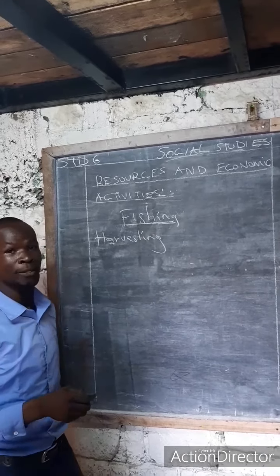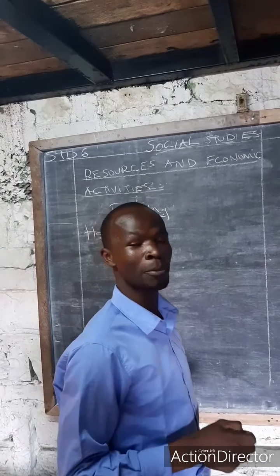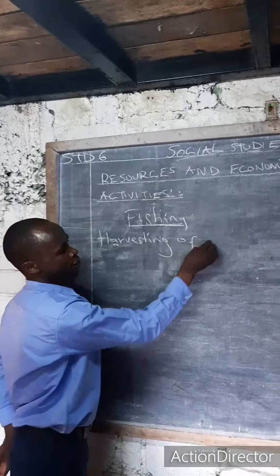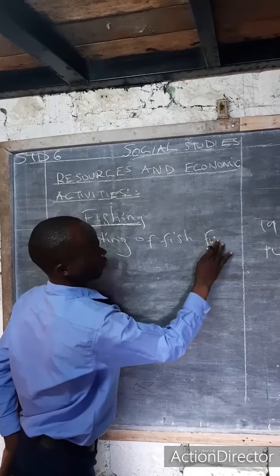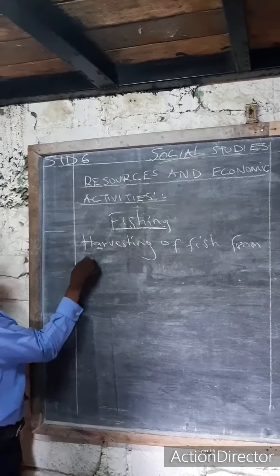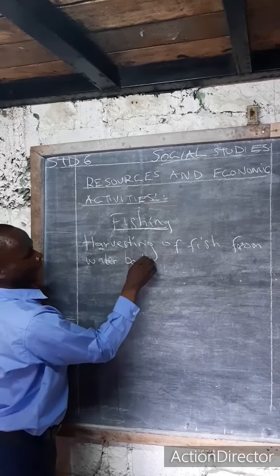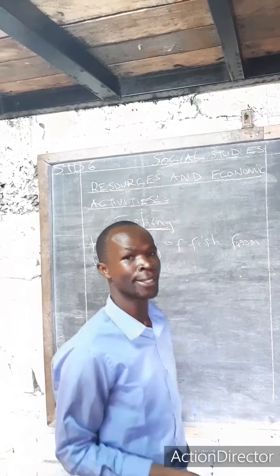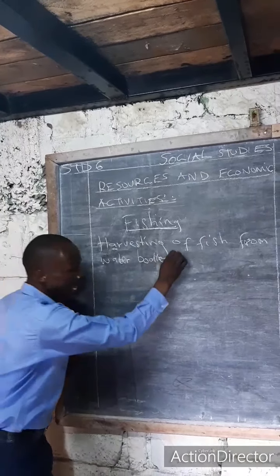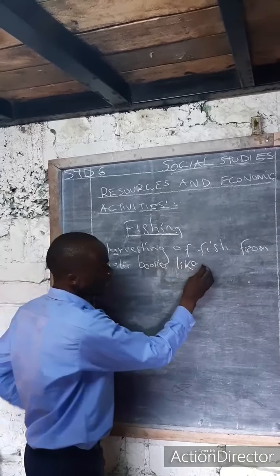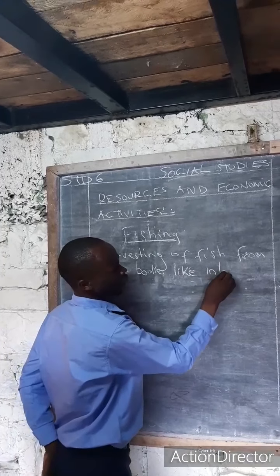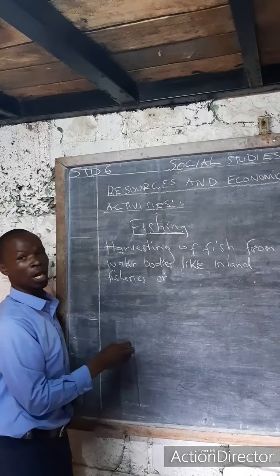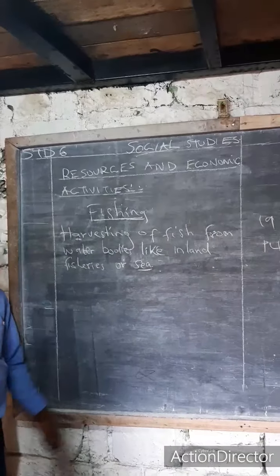And harvesting of what? Never mention crops, because when we talk of harvesting, most people's minds run to crops. No, even fish are harvested. So say harvesting of fish from water bodies. Just put it in general form, and if you like, you can extend it to harvesting of fish from water bodies like inland fisheries, or what we call marine or sea. You can either say marine or sea.